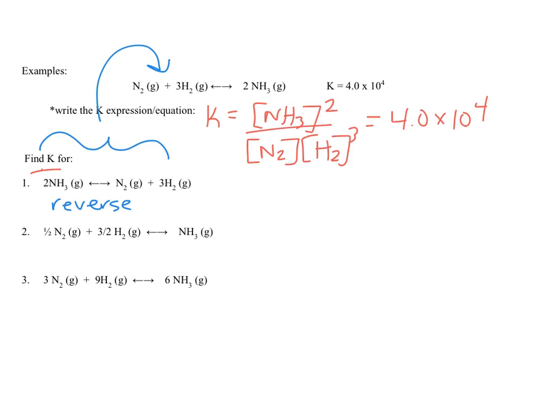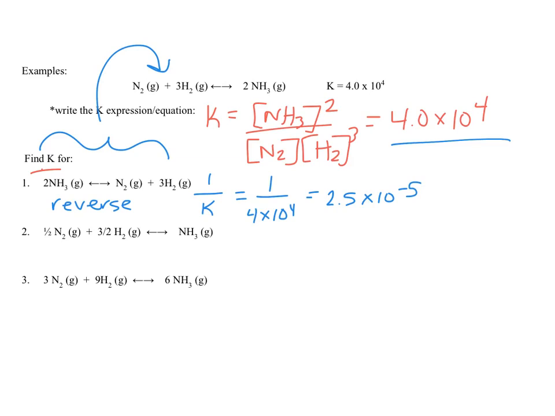Whenever you reverse the reaction to solve for the new K value, you're going to take 1 over the original K value, which is 4 times 10 to the fourth. So my new K value is going to be 1 over 4 times 10 to the fourth, and that's going to give me 2.5 times 10 to the negative fifth. So again, anytime you flip the equation, we inverse our K value, because basically we're just changing which ones are the products and the reactants.